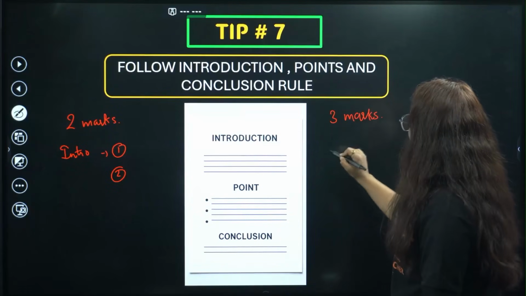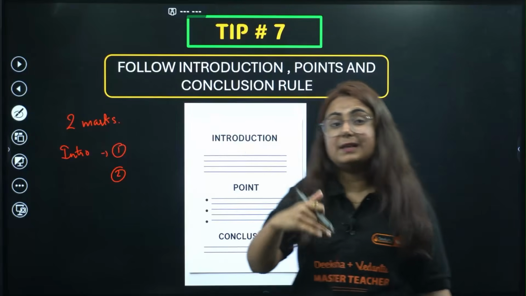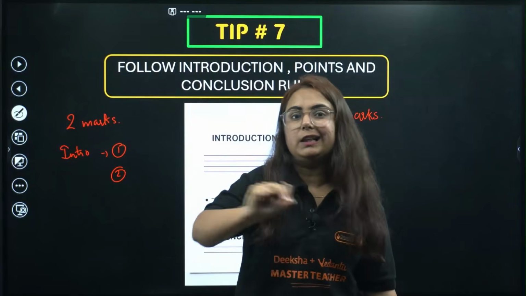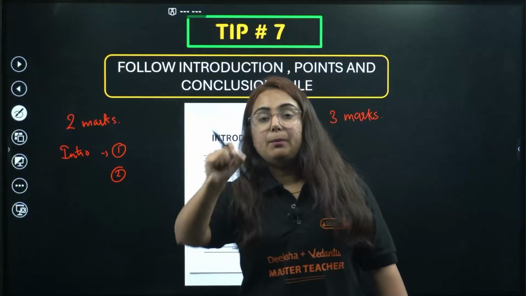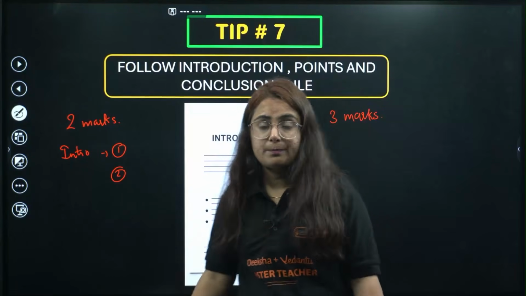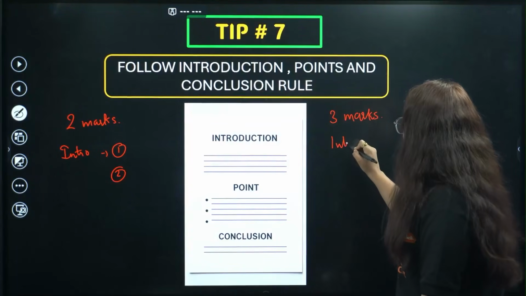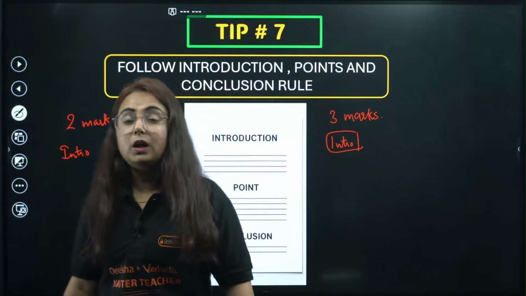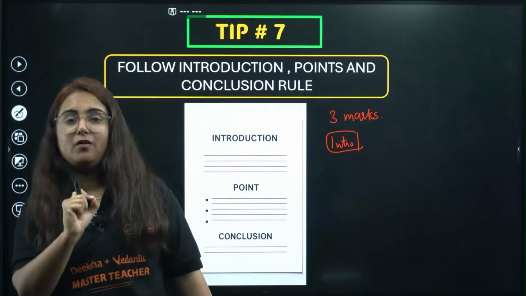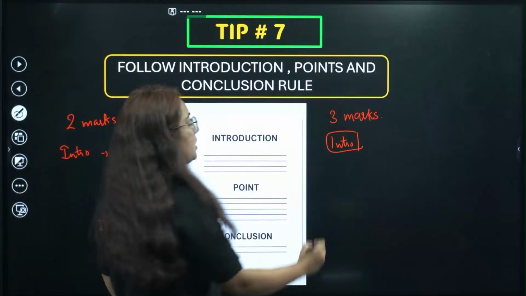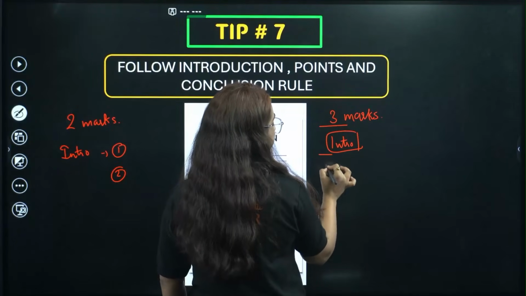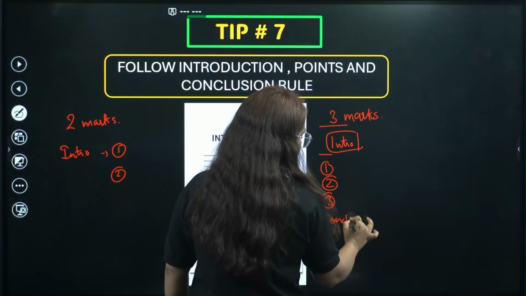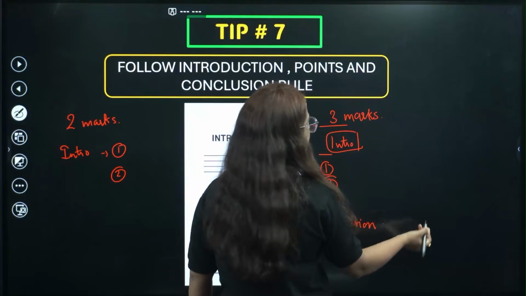In 3 markers again, like a question is asked, what are the steps taken to conserve soil erosion? So do not write it directly: number 1, counter plowing, number 2, terrace farming. Don't do this. Rather write a short intro that the following steps are taken to prevent what? Soil erosion. Then point number 1, point number 2, point number 3. So when there is a 3 marker question, intro, 1, 2, 3, conclusion. Okay, conclude your answer in a good manner.